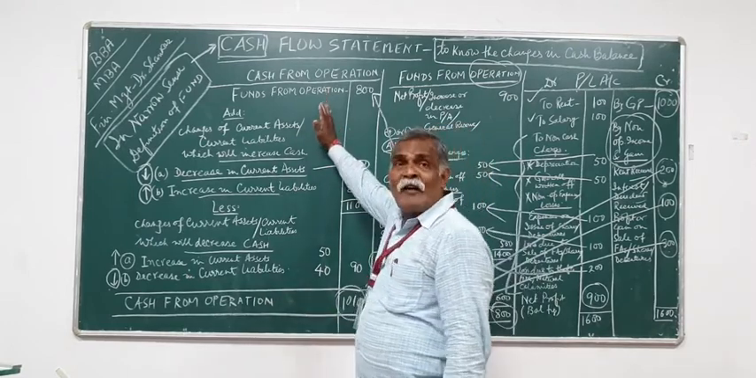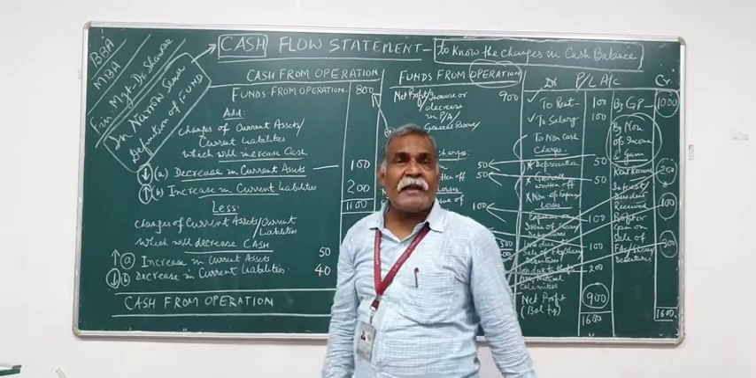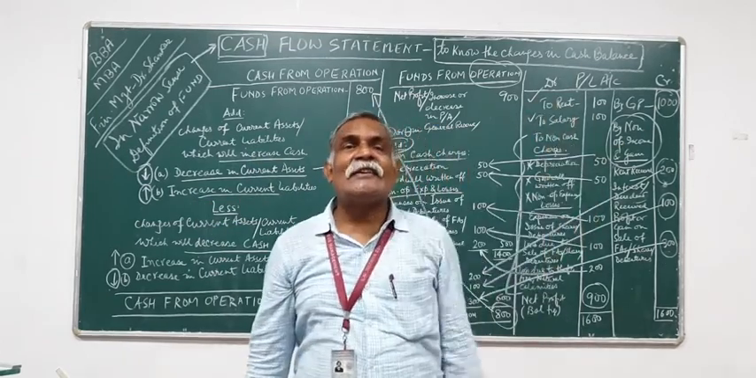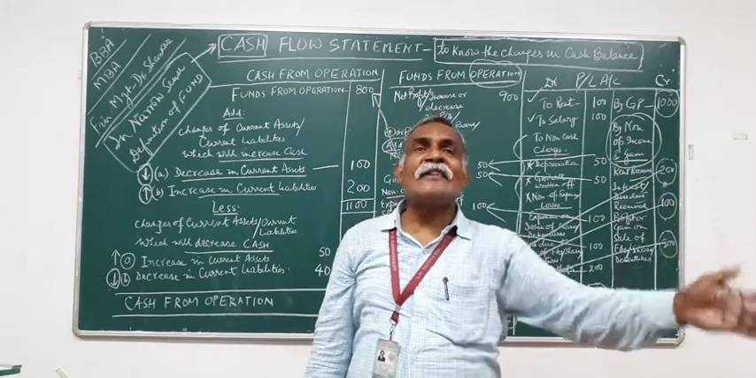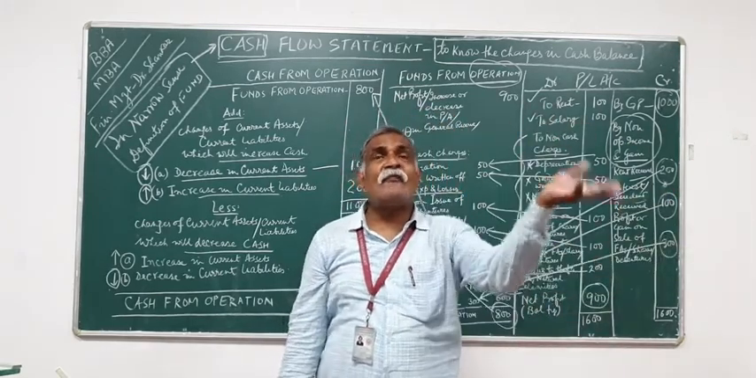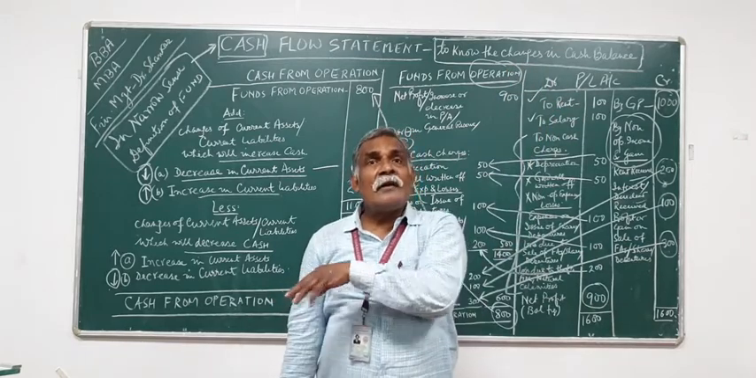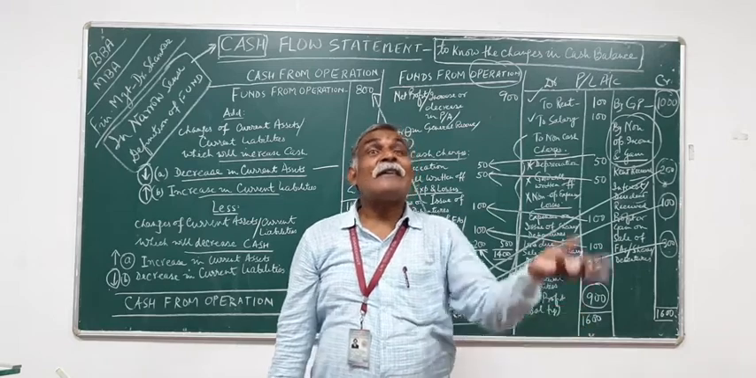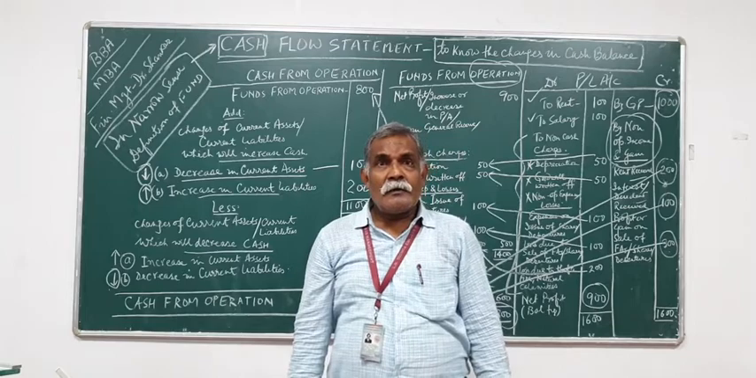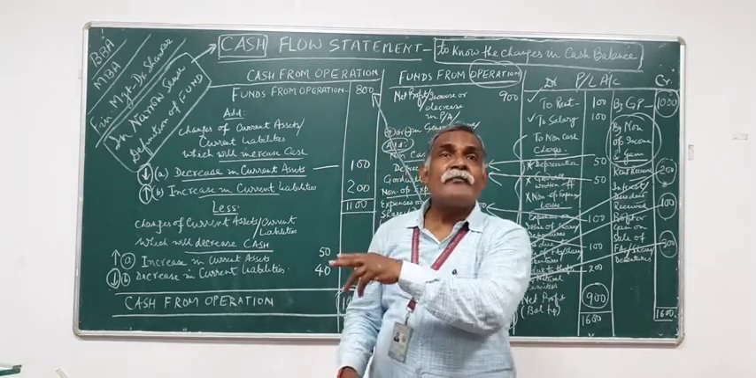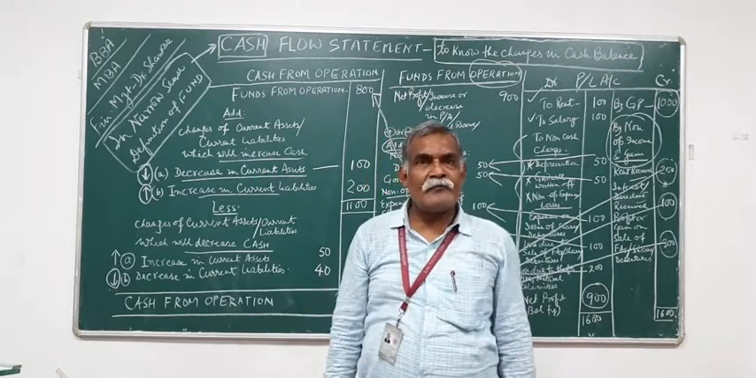In fund from operation बनाने के बाद इसमें हम उन सभी एलिमेंट्स को डालते हैं जिसको हमने शेड्यूल ऑफ चेंजेस इन वर्किंग कैपिटल में देखा. वहां हमने देखा करंट एसेट्स और करंट लायबिलिटीज का इंक्रीज और डिक्रीज का वर्किंग कैपिटल पर क्या असर पड़ता है. यहां हमने देखा इंक्रीज और डिक्रीज इन वर्किंग कैपिटल का कैश पर क्या असर पड़ता है. जिससे कैश बढ़ेगा उसको हम यहां ऐड कर देंगे, जिससे कैश घटेगा उसको हम डिडक्ट कर देंगे.